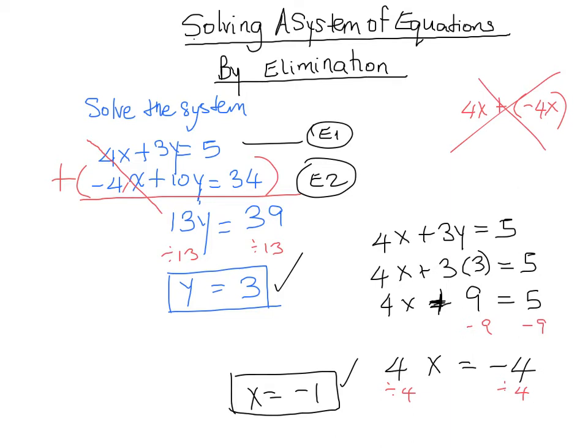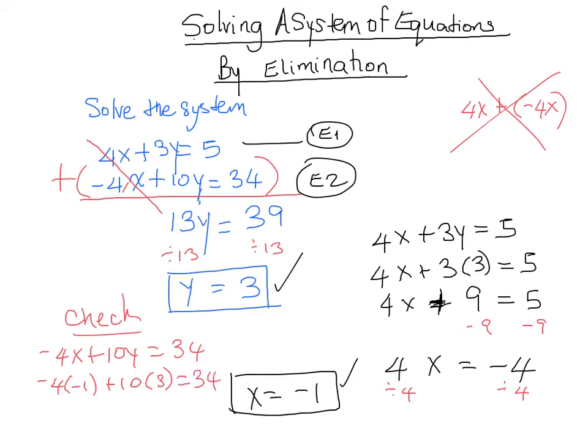Now you know I love to check my work. So how can we check this? Well, we do have another equation. We can check that our x and y work for that other equation. And if they do, then we've found the right solutions. So our other equation was negative 4x plus 10y equals 34. We got that x is negative 1, plus 10 times y, which we got is 3. And that does give us 34.